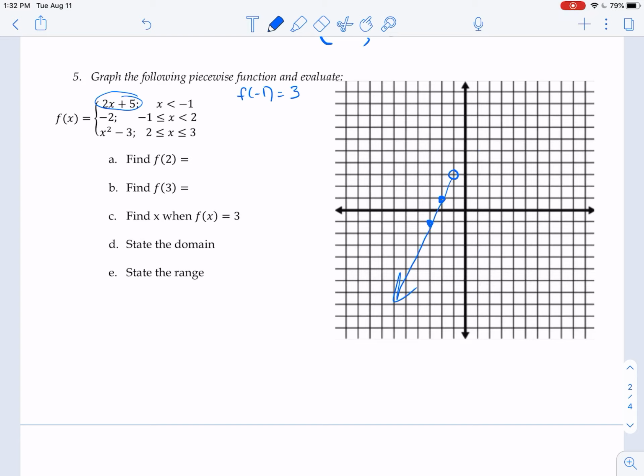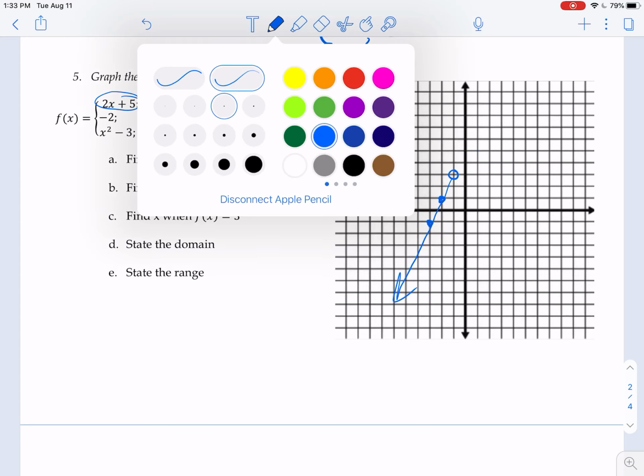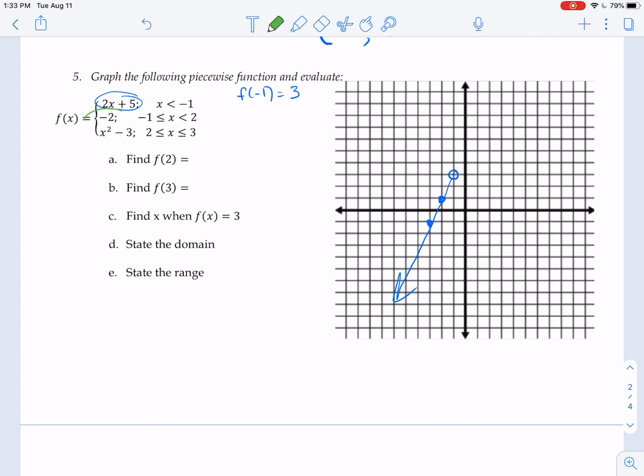The next thing is, let's use a new color, green. We're going to go from -1. We're going to be equal to -2, which is here, and we have a closed circle. And then we cruise along until we get to 1, 2, and we have an open circle right here, and it's just equal to -2. And so there we go.